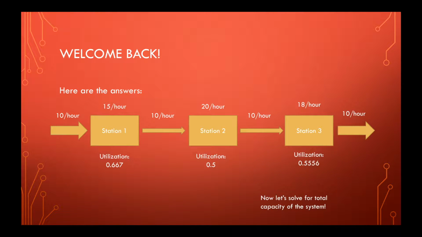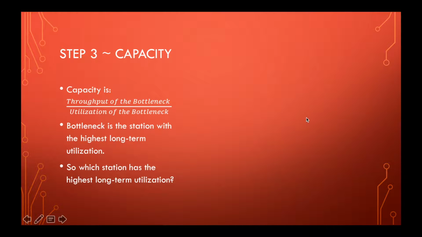So now, after you've checked your utilization and arrival rates for this system, lastly for the system, we need to figure out what is the overall system capacity. Capacity for a system is the throughput of the bottleneck of the system divided by the utilization of the bottleneck. The bottleneck of the system is the station with the highest long-term utilization.